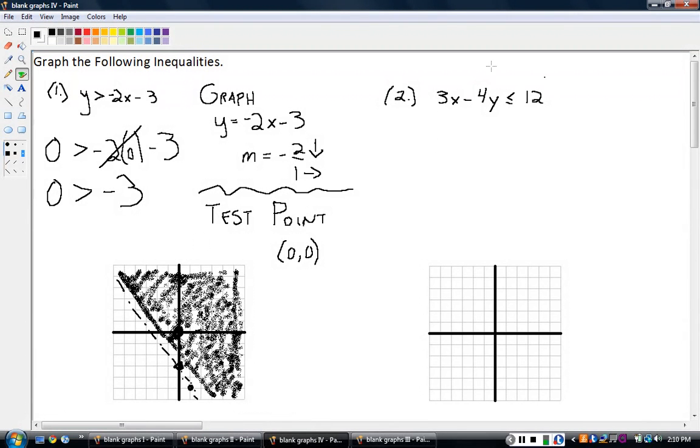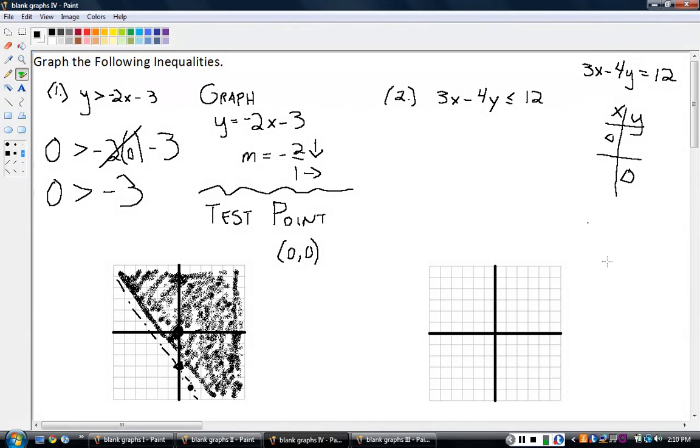So here's another. What we're going to do again is graph the line first. 3x minus 4y equals 12. And then we'll deal with the inequality next. Okay, so if you remember, this isn't mx plus b, so we did these by drawing this chart, x and y, and graph them by zeros. So we're going to graph again the line, and it'll be a solid line because of this underscore. The line's included in the inequality.